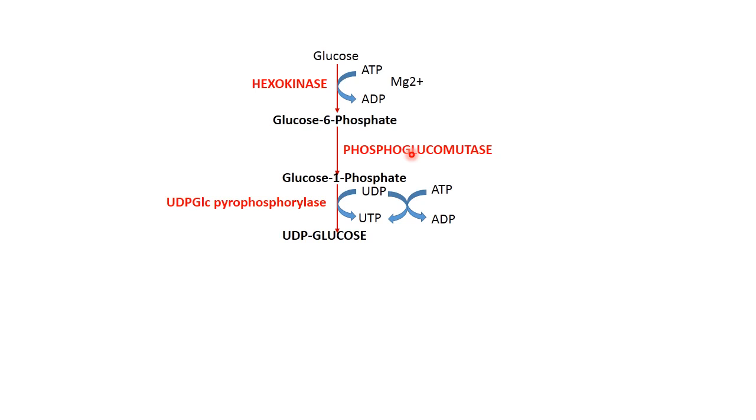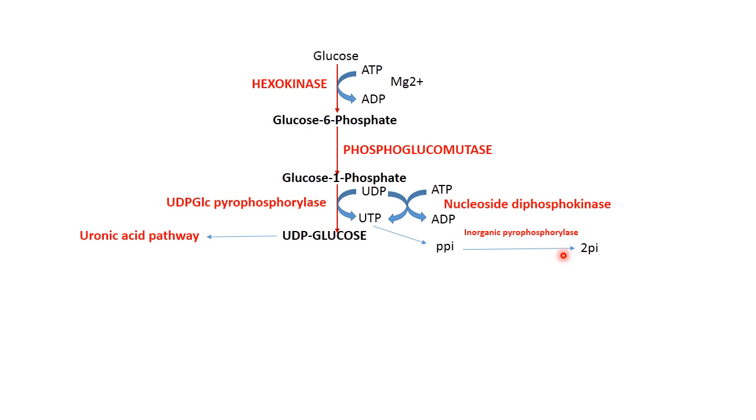Now, this UTP will interact with the glucose 1-phosphate to form the nucleotide UDP-glucose, and one molecule of pyrophosphate will be liberated. This pyrophosphate will again be acted upon by the enzyme inorganic pyrophosphorylase, and it will get converted to 2 molecules of inorganic phosphate. Now, this UDP-glucose may enter the uronic acid pathway.